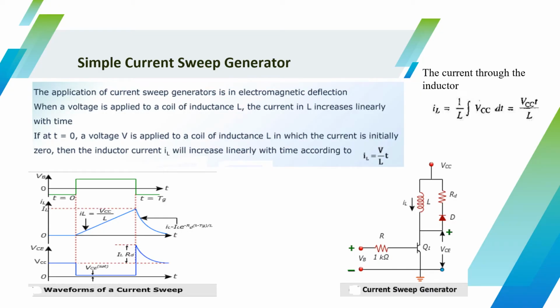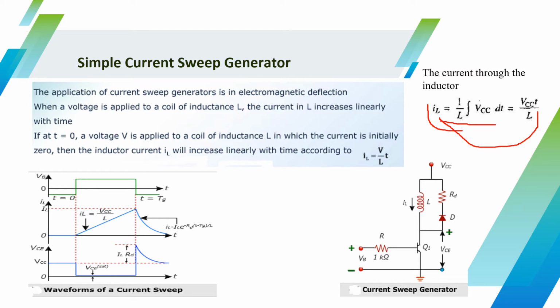When a constant voltage is applied across an inductor, the current through the inductor is given by 1 by L integral VCC dt. VCC is a constant voltage, so take it out. So VCC by L integral dt, so VCC by L into t. So here the inductor current is a function of time. As time increases, IL also increases. This type of waveform is called a sweep waveform.